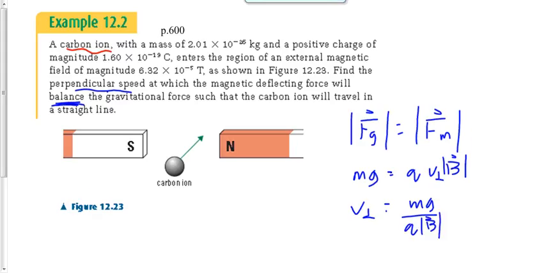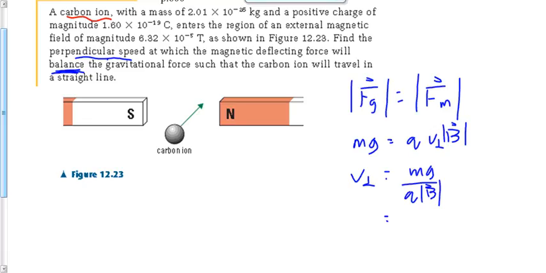Now again, we have to remember that the mass is not the mass of an electron that we're used to using, but we underlined a carbon ion to remind us of that. The mass ends up being what's given to us, 2.01 times 10 to the minus 25 kilograms times 9.81. Is that 25 or 26? I think that's a 26.